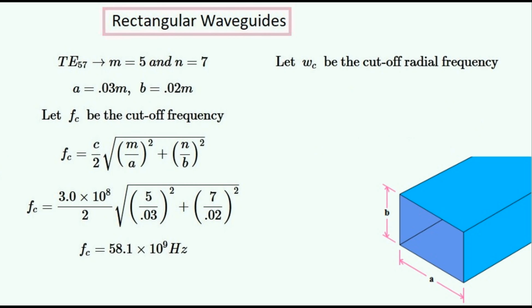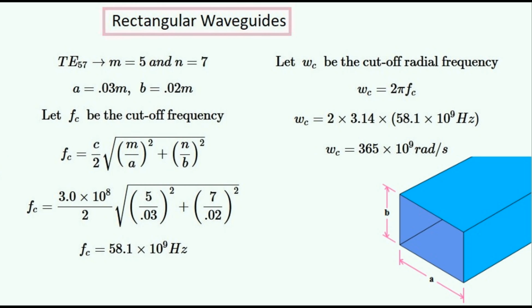Now we'll define the variable for the cutoff radial frequency. We can use this much simpler formula to find it, since we've just calculated the cutoff frequency. Substituting the values into it gives us this expression, and evaluating the expression gives us the cutoff radial frequency. Scientists and engineers like this quantity because it is easier to work with when they use sine and cosine functions.